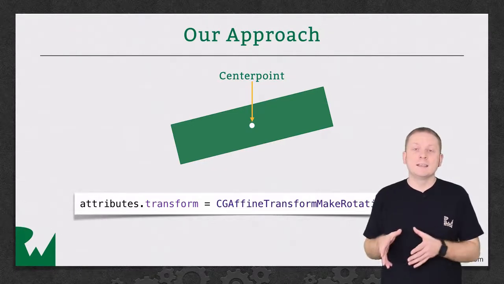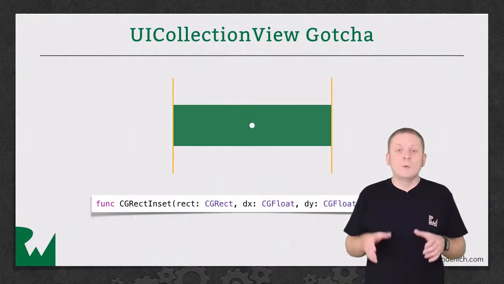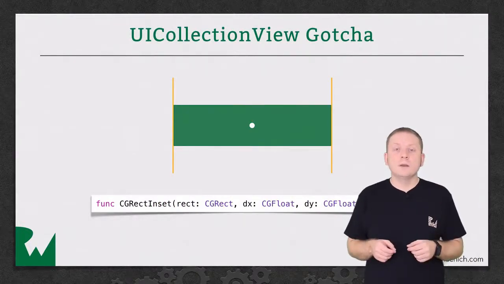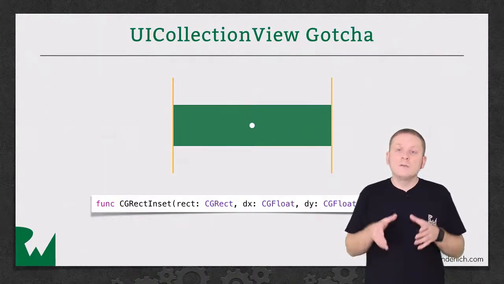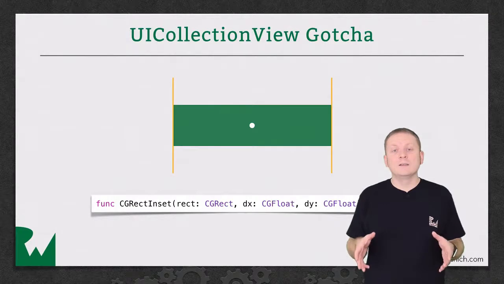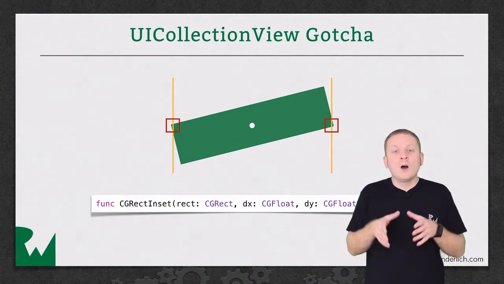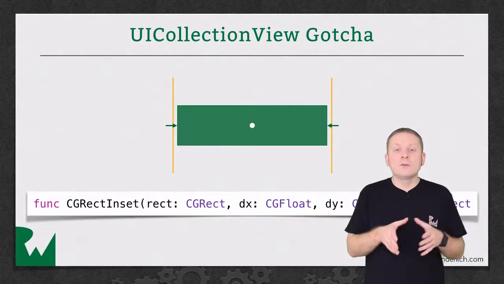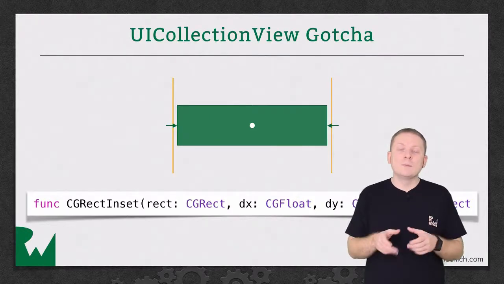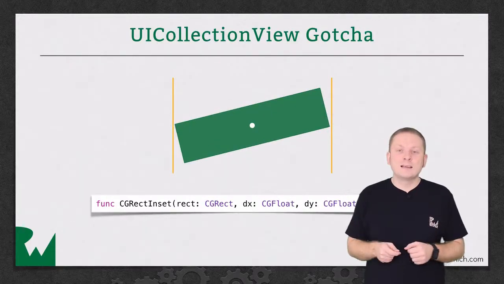There is currently a gotcha in UICollectionView, which can cause some cells not to be displayed if their bounds extend beyond the bounds of the collection view. And unfortunately, this is the case with our cells once they've been rotated. Luckily though, the fix is relatively straightforward. All we need to do is use CGRect inset to inset both the left and right sides of the cell by a small amount so that the bounds no longer extend beyond the bounds of the collection view once they're rotated.